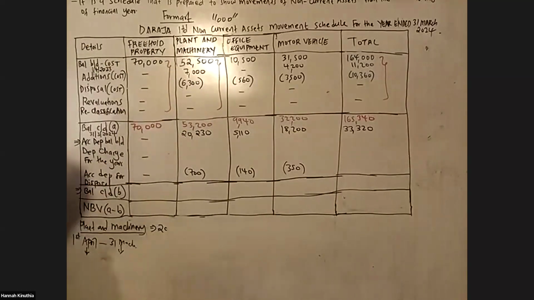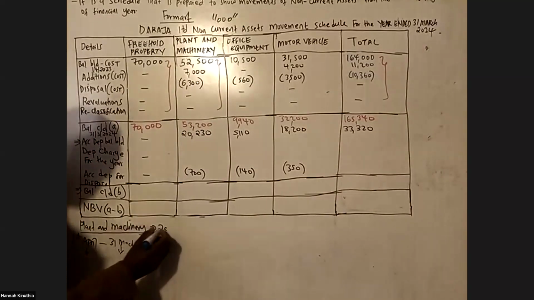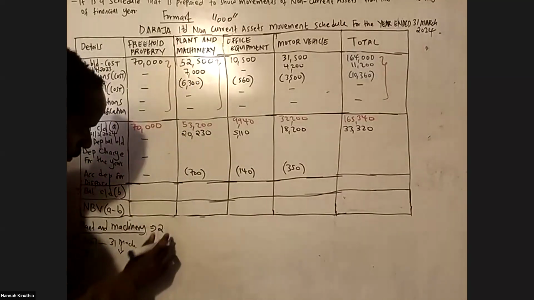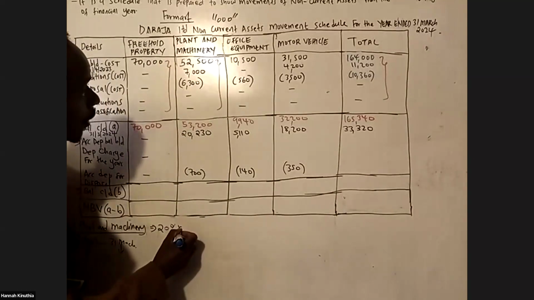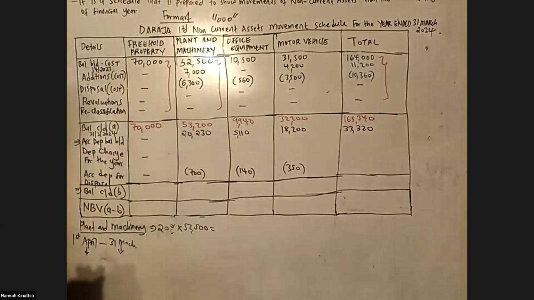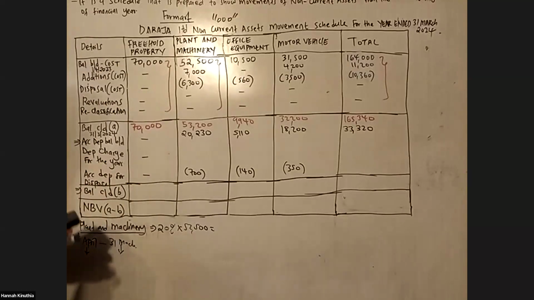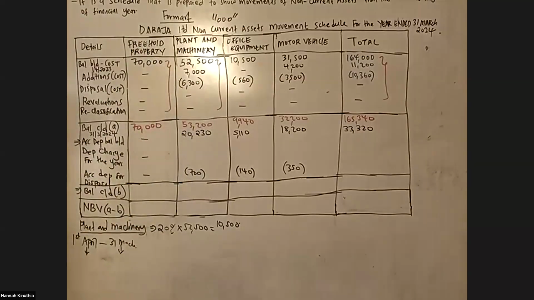Tunasema so the machinery itself 20%, 20% of 52,500. Kuja ngapi? So we go to 0.2 times 52,500. Itakuwa ni 10,500. Now this one is the depreciation for that year.